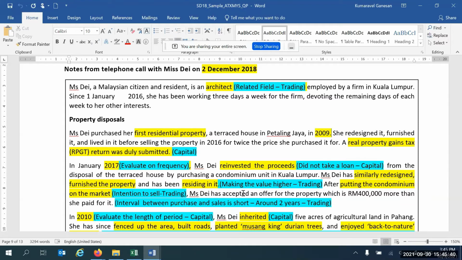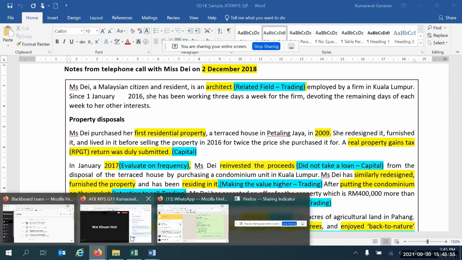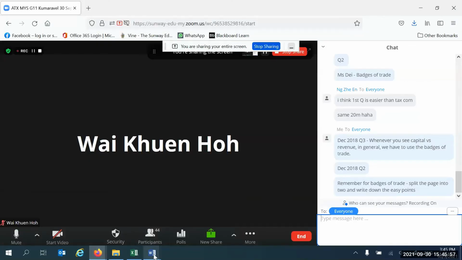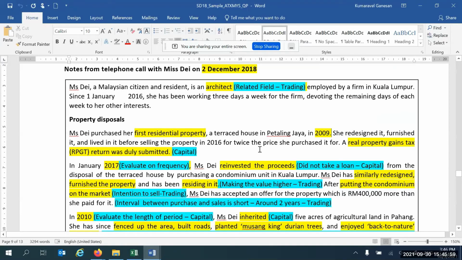Okay, Miss Day reinvested the proceeds. So she did not take a loan. So this is also more towards capital. Right? So when you look at it, you have to be able to recognize, and how this comes is through lots of practice.